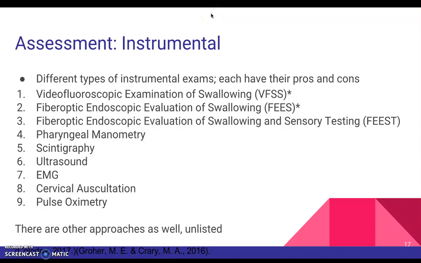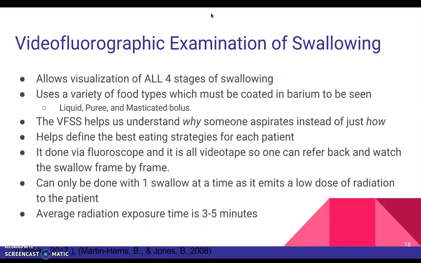Assessment, and we have instrumental assessment. So there's different types. There's the VFSS, which is video fluoroscopic exam of swallowing, fiber optic exam of swallowing is number 2, the FEES. Then there's the FEESST that has a sensory component, pharyngeal manometry, scintigraphy, ultrasound, EMG, cervical auscultation, and pulse oximetry. There are other approaches as well, unlisted. I will go into the 2 starred ones, number 1 and 2, because they are the most common.